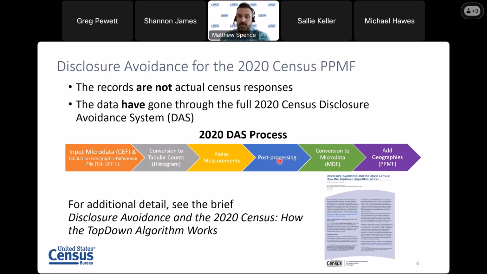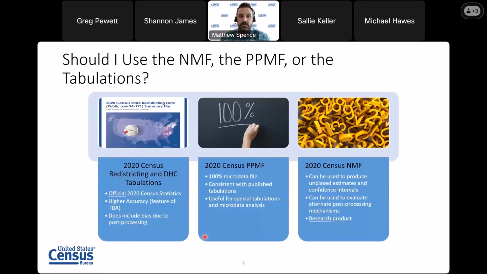So going forward, these two on the left, both the official census tabulations on data.census.gov as well as the 2020 census PPMF that we're talking about today, do not have negative numbers. They have gone through the post-processing. But the one over here on the right will potentially, frequently have negative numbers for certain noisy measurements. Okay.